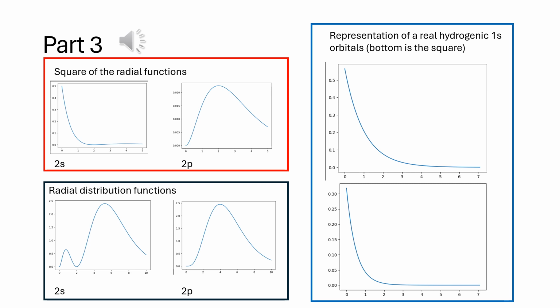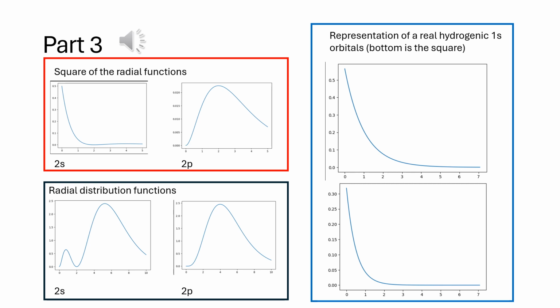If we have a look at the radial functions, we can see that the 2s orbital has a peak below a distance of 1. Meanwhile, the 2p orbital has a peak around 2. Since the Bohr radius is around 0.529 angstrom, the 2s orbital is more likely to have an electron found at a distance below the Bohr radius.